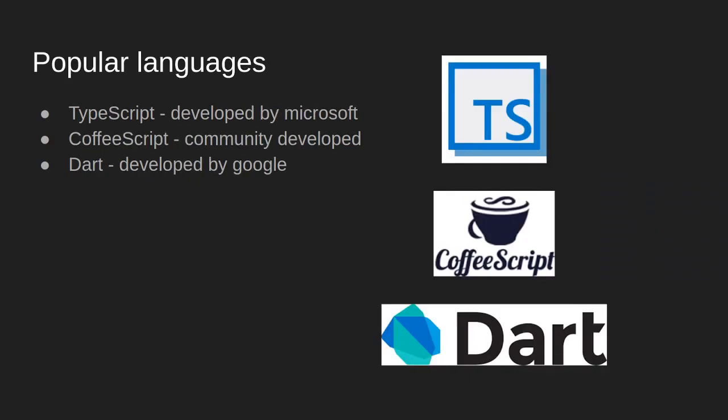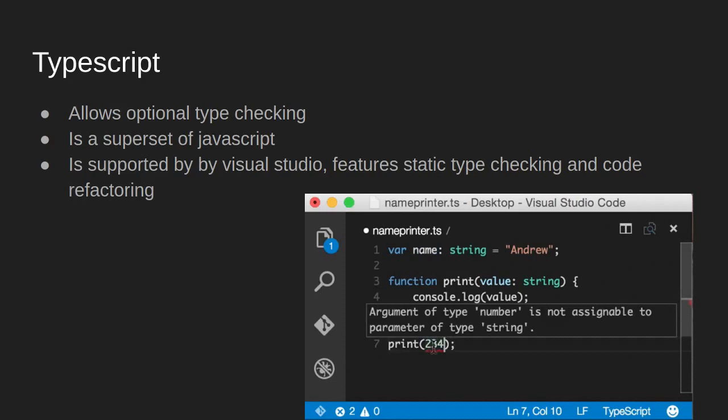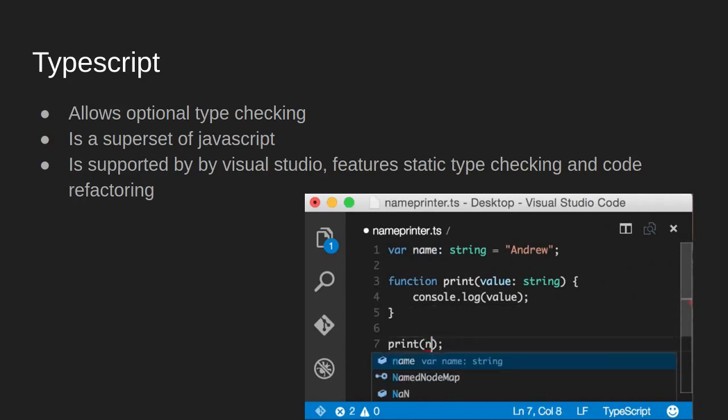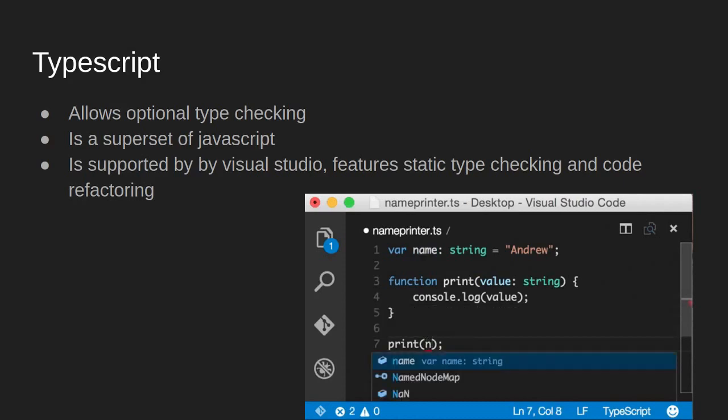So right now the most popular languages that transpile to JavaScript are TypeScript, which was developed by Microsoft, CoffeeScript, and Dart, which was developed by Google. Okay, so I'll go over TypeScript for a bit. TypeScript, like the name says, is JavaScript with type checking. Type checking is optional, so you can decide to use it or not. It is a superset of JavaScript, like C++ is a superset of C. That means that any program valid in JavaScript is also valid in TypeScript.